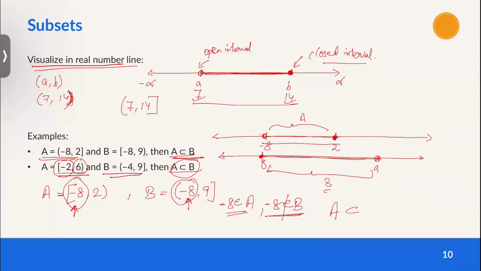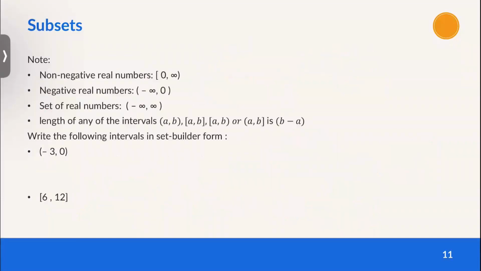Therefore, A is not a subset of B. Because 8 minus 8 is included in A, and here minus 8 is not included in B. So A is not a subset of B in this case. So some important things to note in this part.